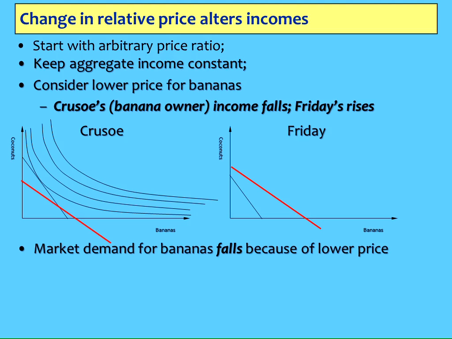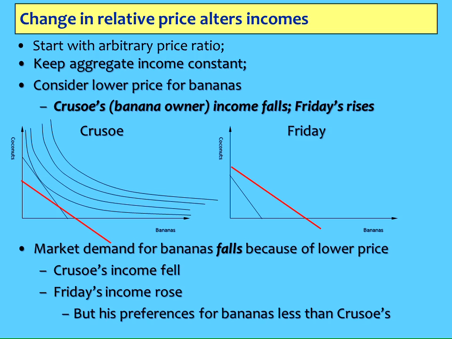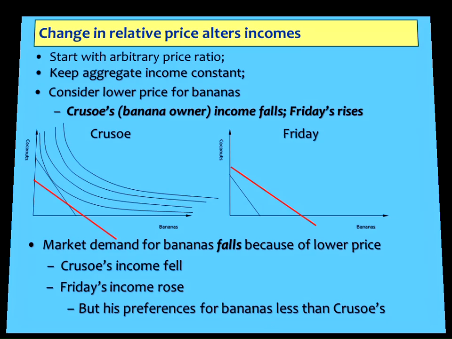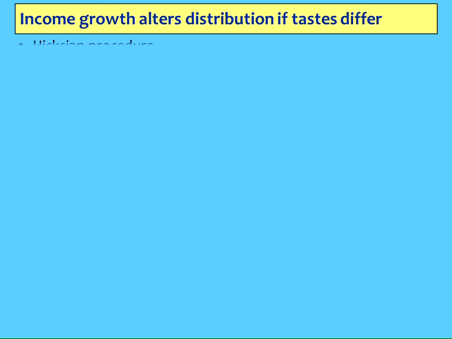So market demand for bananas can fall because the price of bananas has fallen. Because Crusoe's income has fallen, he's the one who gets income out of the bananas. Friday's income rises, but Friday doesn't like bananas as much as Crusoe does. So the demand for bananas could fall because the price fell.